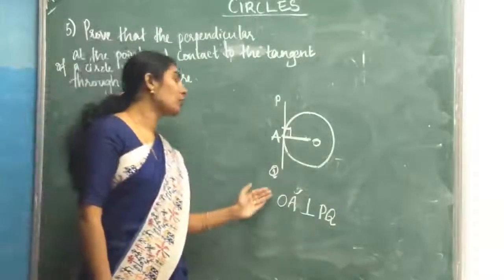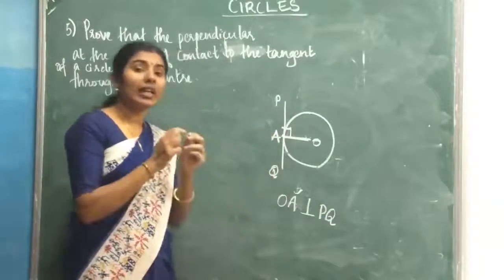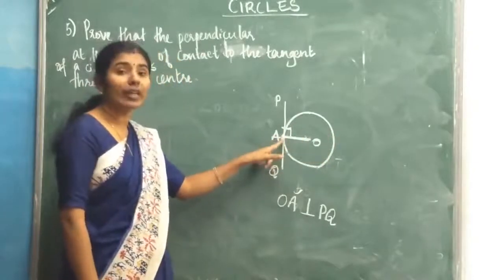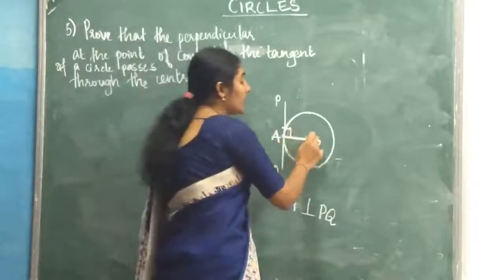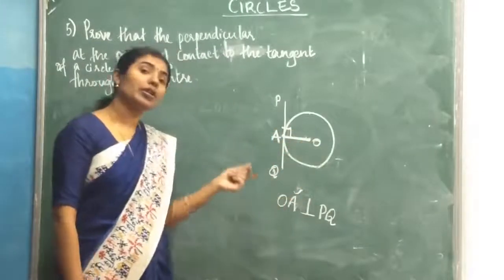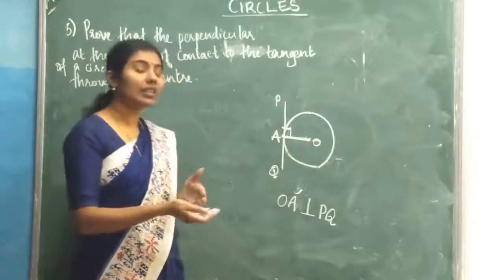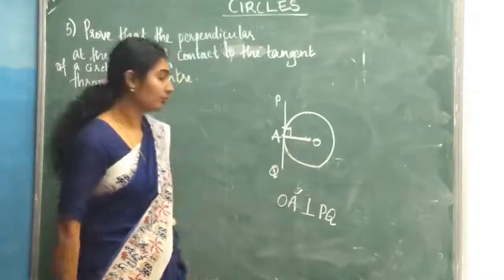So they are talking about one tangent that is perpendicular to one line, and that line is passing through the point of contact. What do you want to prove? That the line should pass through the center. But you know the radius is perpendicular to the tangent. So directly what can you say? That line is passing through the center.